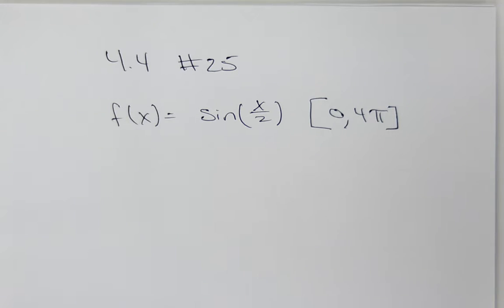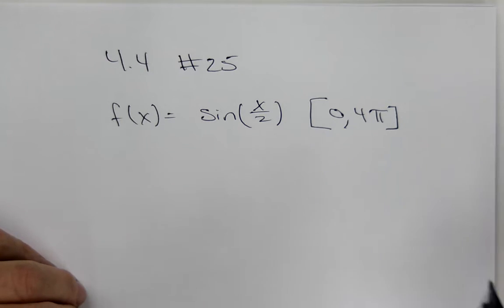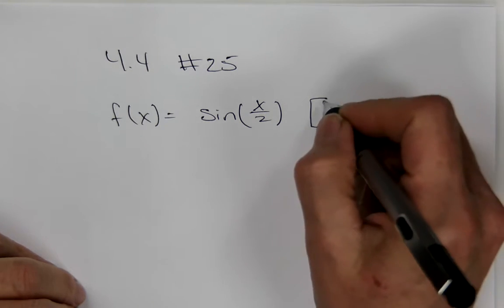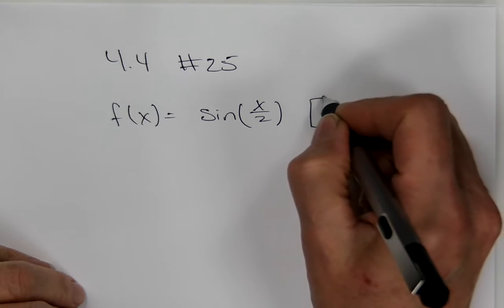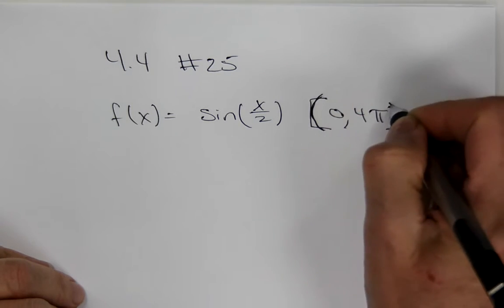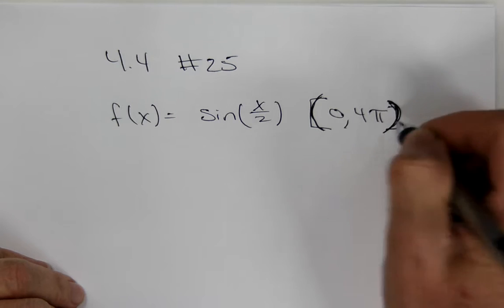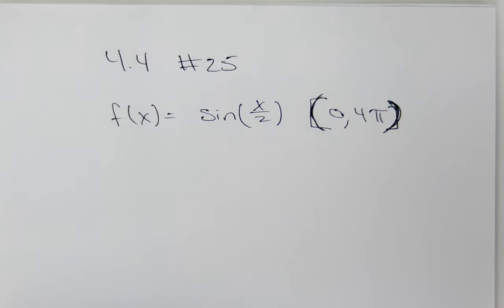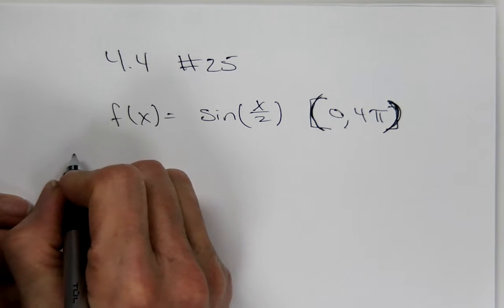This is 4.4 number 25 homework, and we're looking for concavity here. We have an interval from 0 to 4 pi, and I think the book might have made a mistake when I looked at CalcChat. They're treating it like it's actually an open interval rather than a closed interval. So 0 and 4 pi are not being treated like they're included.